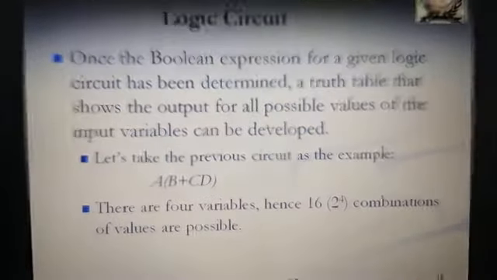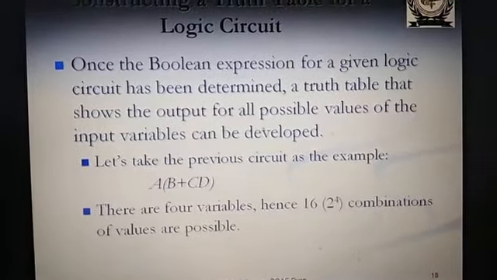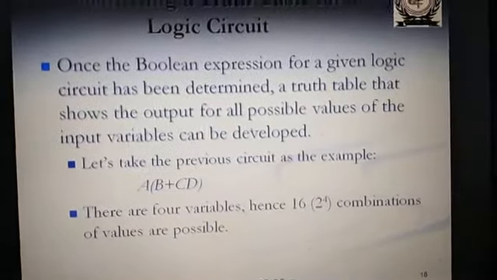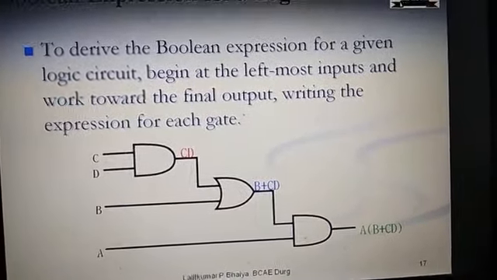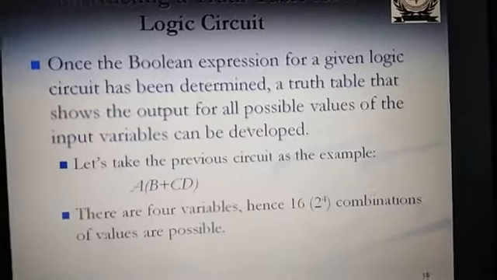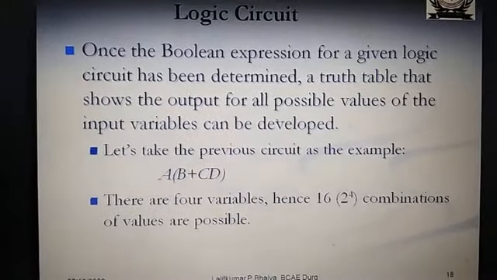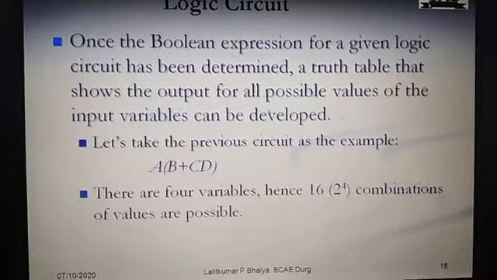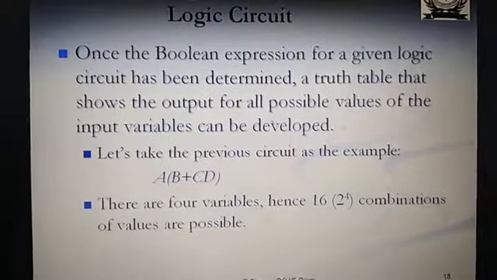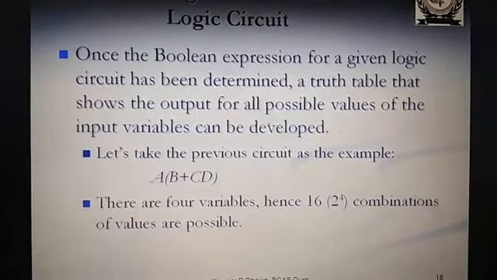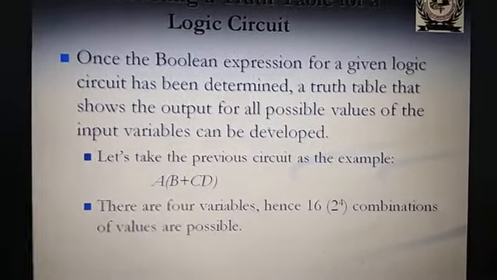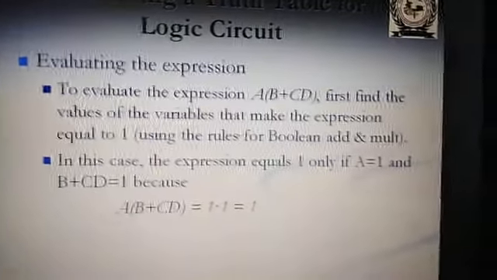Let us take the previous circuit as the example. Here we have seen the output is A into bracket B plus CD. So let us take this example, A into B plus CD. Here 4 variables are there. Hence 2 to the power 4 is equal to 16. So 16 combinations of values are possible in this case.